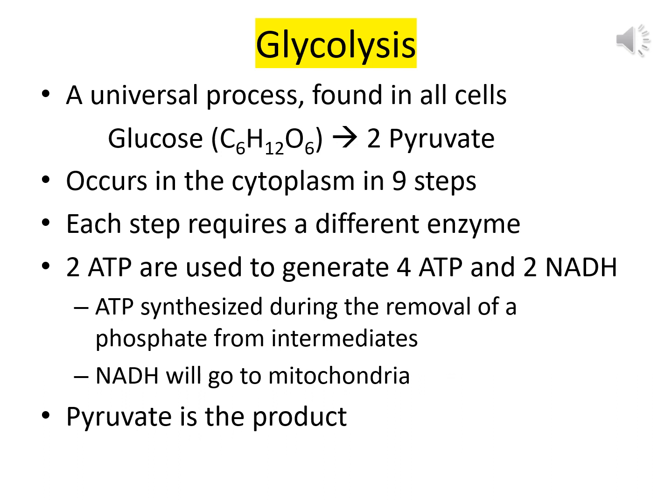Let's dive into the first step of aerobic respiration. That's glycolysis. This is a universal process. It happens in all cells of all types, prokaryotic and eukaryotic. In the word glycolysis, it literally means the splitting of glucose. So glucose is split in half to make two pyruvate molecules, also known as pyruvic acid.